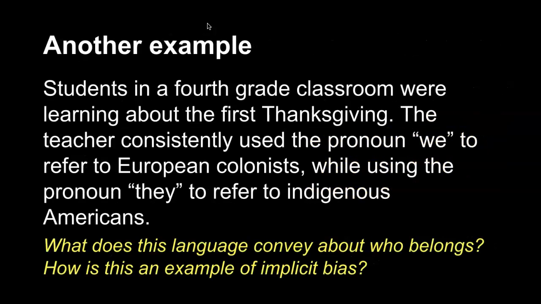Here's another example I witnessed this last year. Students in a 4th grade classroom were learning about the first Thanksgiving. The teacher consistently used the pronoun we to refer to European colonists while using the pronoun they to refer to Indigenous Americans. Pause for a moment, and you don't have to write anything down unless you'd like to, but just pause and reflect. Speaking about European colonists as we and Indigenous Americans as they, what does that language convey about who belongs in the classroom? Also, how is this an example of implicit bias? Let's just pause for a moment and consider that.